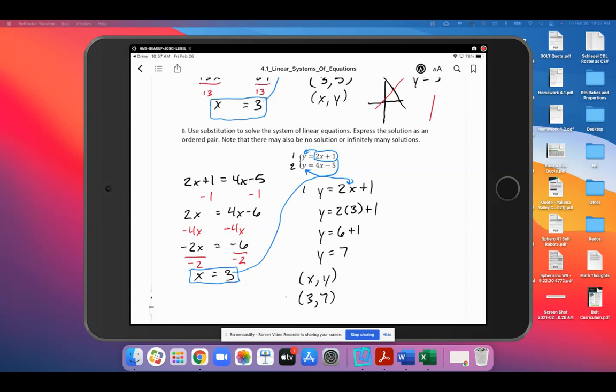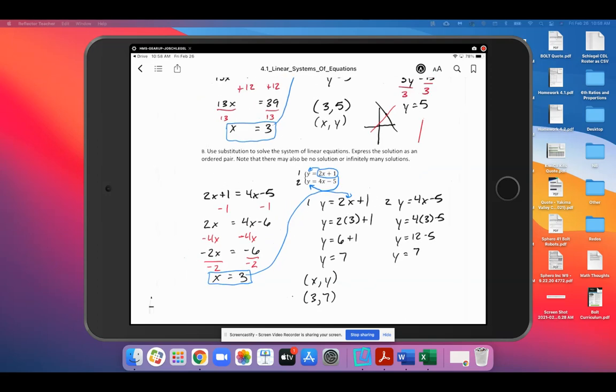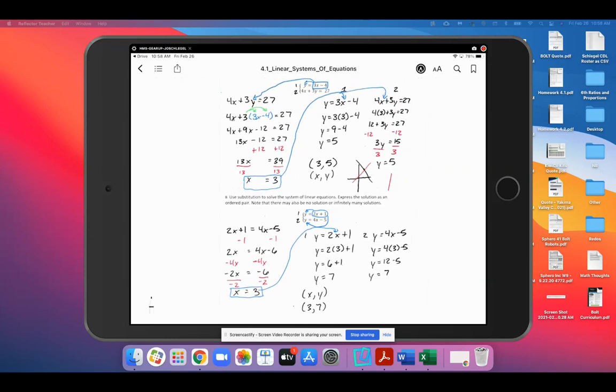And again, if I was to choose equation 2, I should also get 7. In fact, I will do that really quickly just to verify. So equation 2 is y equals 4x minus 5. And I would have y equals 4 times 3 minus 5. Y equals 12 minus 5. Y equals 7. So again, it doesn't matter which equation I choose to put the x value back into, equation 1 or equation 2, I end up with the same result. I'm going to pause for a moment, folks, and give you the opportunity to do the same. And I'm going to move on to the next.